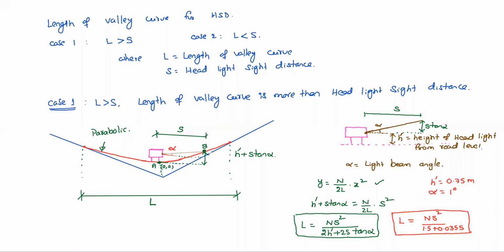So from that lowest position, S distance it can be focused. So that height will be h dash plus s tan alpha. So lowest point coordinate, if you assume 0, 0, then in the equation of parabola y equal to n by 2l x square, x is s, y is h dash plus s tan alpha. Substituting here you get L equal to ns square by 2h dash plus 2s tan alpha.